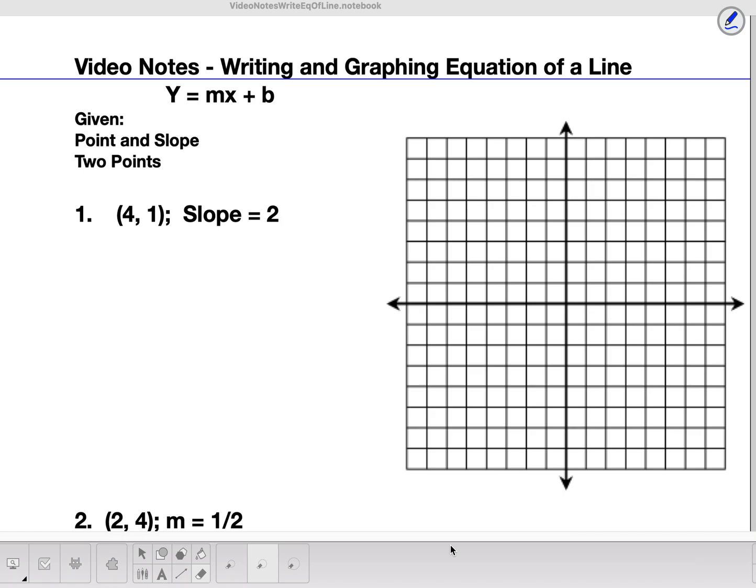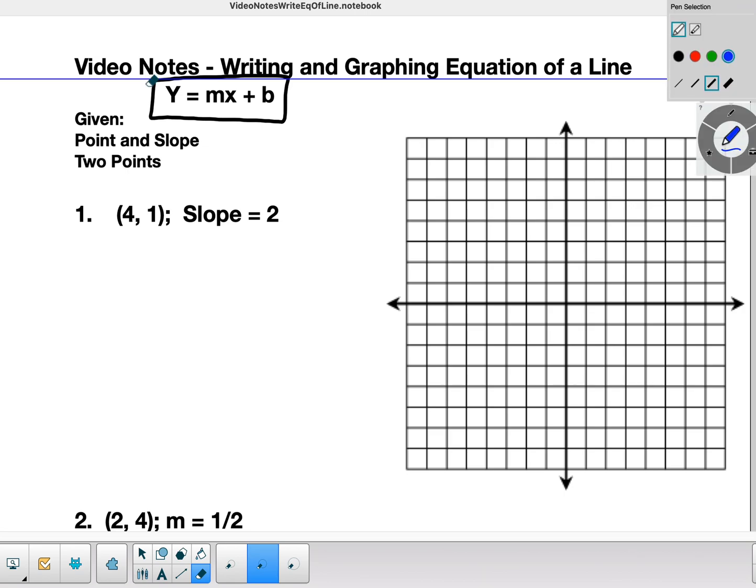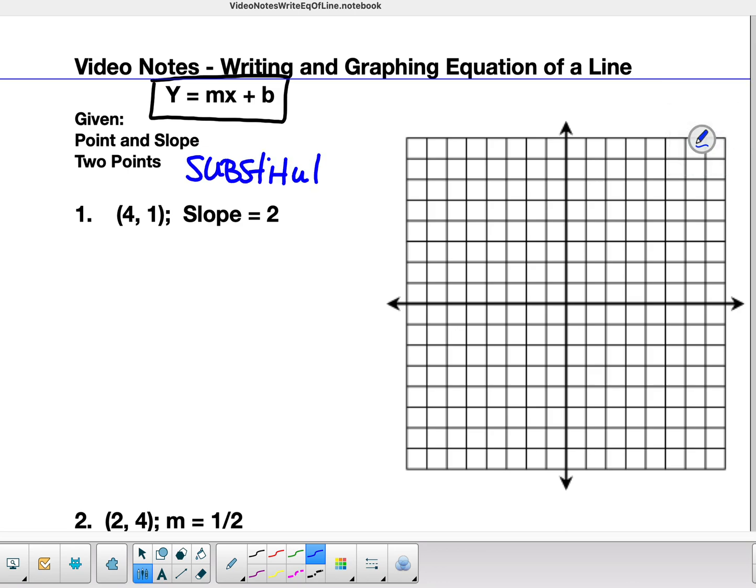Going to walk through the process of writing the equation of a line when you're given a point on the line and the slope. And I'm going to use the slope-intercept form of the equation to model this skill. And I'm going to call this the substitution method.